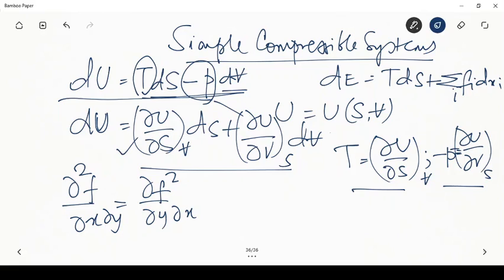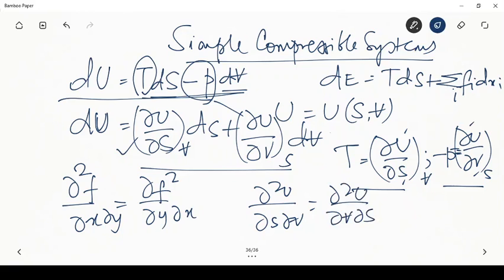So now here in this case f is u and x and y are s and v. So I can write del squared u by del s del v is equal to del squared u by del v del s. Now here this is del by del s of del u by del v, and del u by del v is minus P, so this will be minus del P by del s, correct, is equal to, in this case, del by del v of del u by del s, and del u by del s is T, so it is del T by del v.